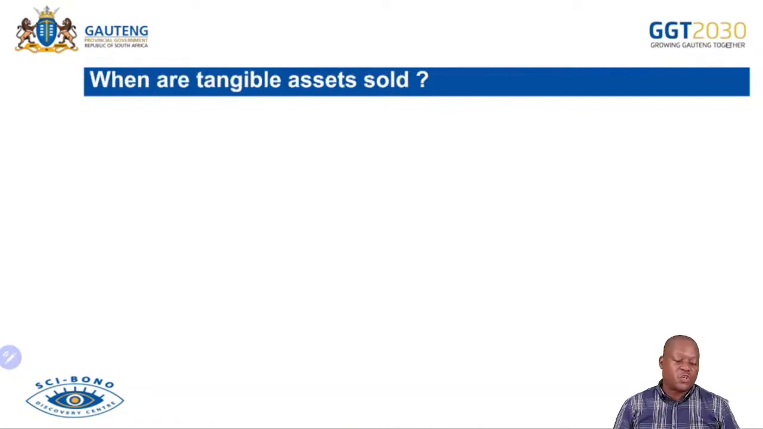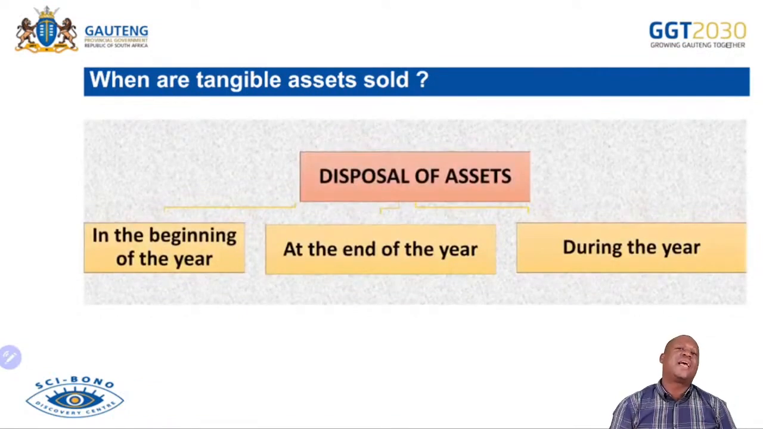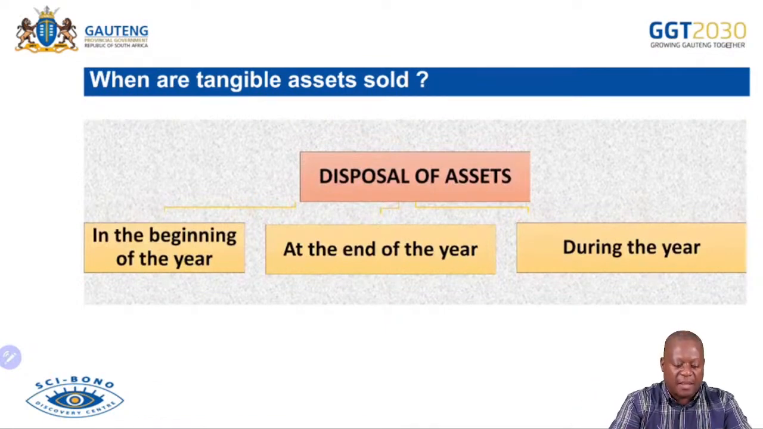Now, please let's look into when do we sell our tangible assets? It is very important to be in a position to see when we are selling our tangible assets, because when we sell them also affects our carrying value. It also affects our accumulated depreciation on that vehicle specifically, which also affects our carrying value. Now, what do I mean by this?